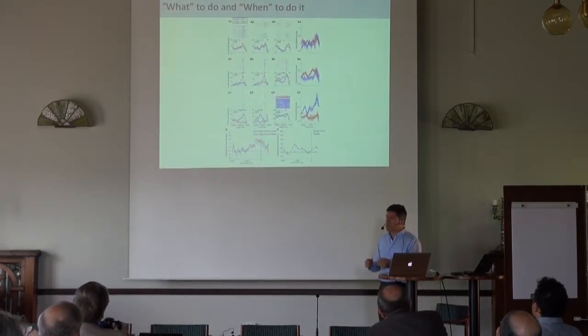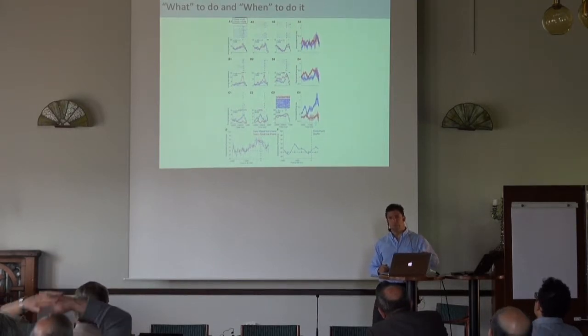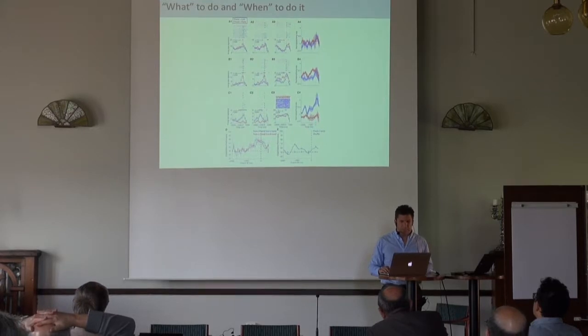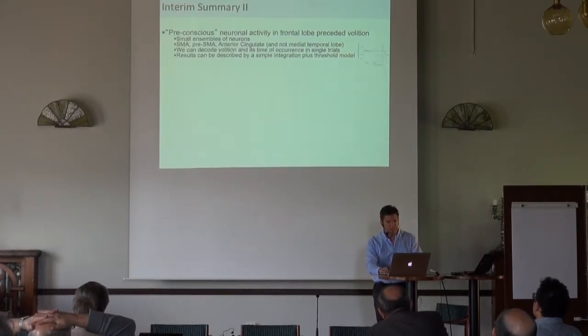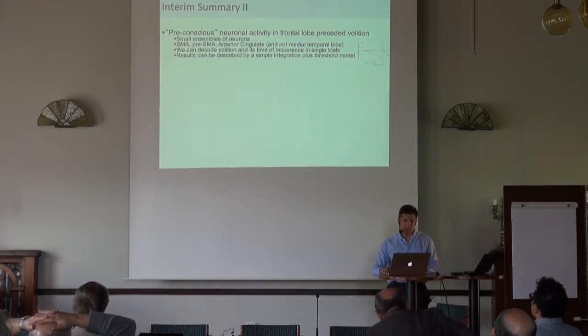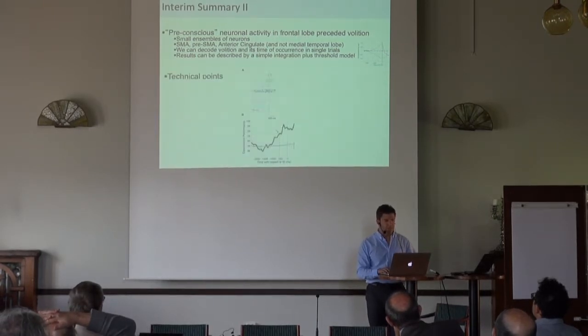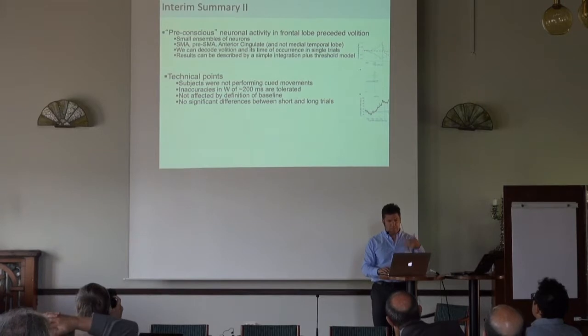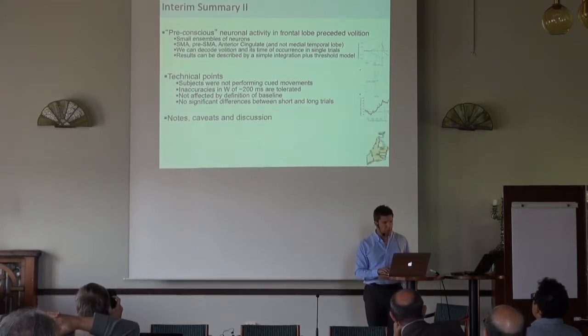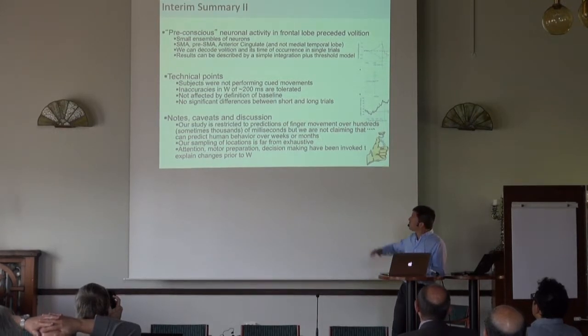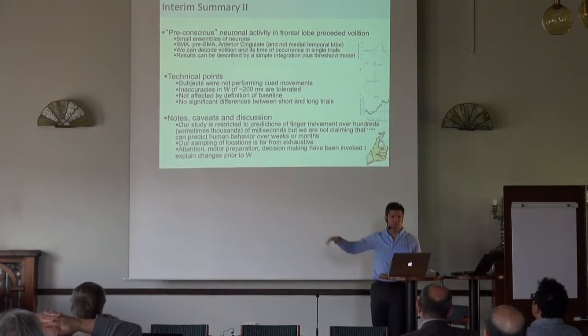We also did some work trying to ask whether we can predict not only when people will make a decision, but also what type of decision subjects will make, and we've been somewhat successful in that as well. So I'd like to summarize this second part of the talk by arguing that neuronal activity in the frontal lobe precedes volition. Again, this is at the level of individual neurons. I made already a lot of technical points that I'm going to skip now. There are, of course, lots of caveats. I'm going to skip most of these.